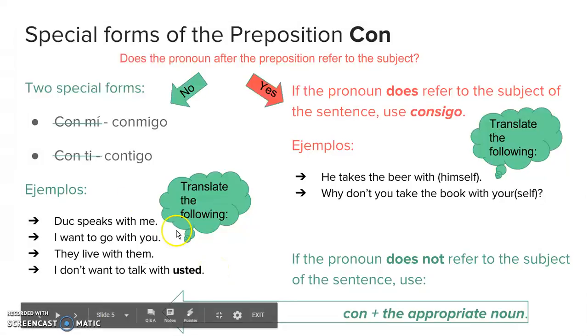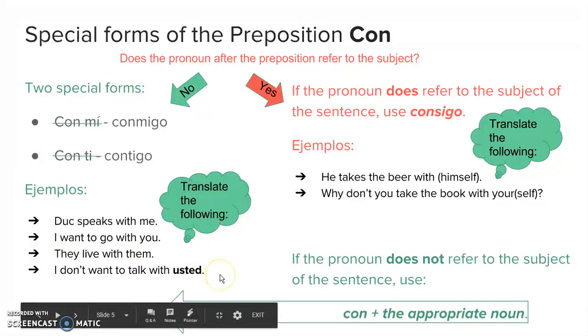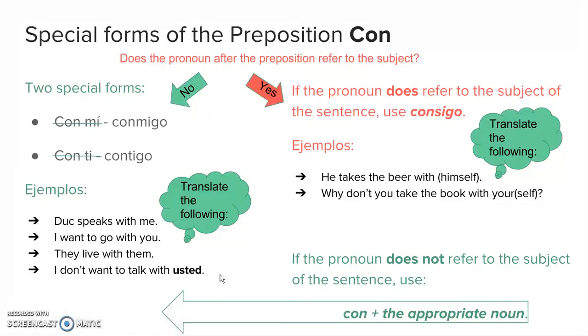Okay? And this would be for the cases where Duke is the subject and I am the pronoun after the preposition. This is not related to the subject, right? Two different people. Duke, me, I, you. So different people, different con with the appropriate preposition.